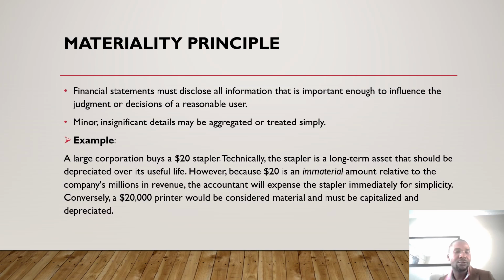Conversely, a $20,000 printer would be considered material and must be capitalized and depreciated. So the difference between the 20 and the 20,000 is this: if the 20,000 were treated as an expense, it would reduce the profit by a significant amount, whereas the amount by which the 20 reduces the profit is simply smaller. So 20 is immaterial while 20,000 is material, if this example is anything to go by. So that's what the materiality principle is all about.